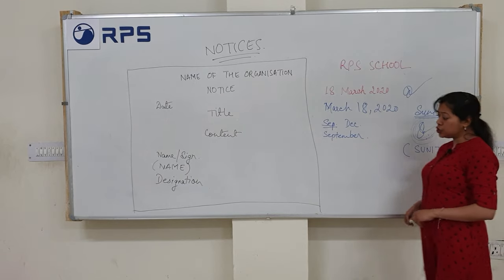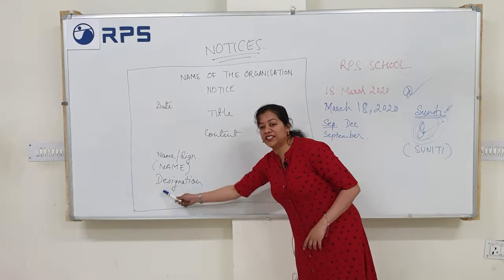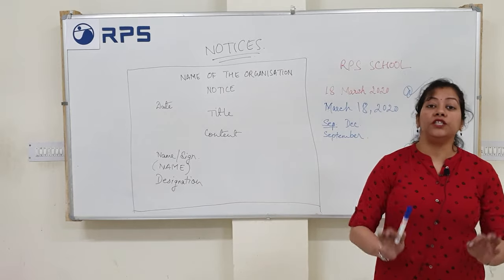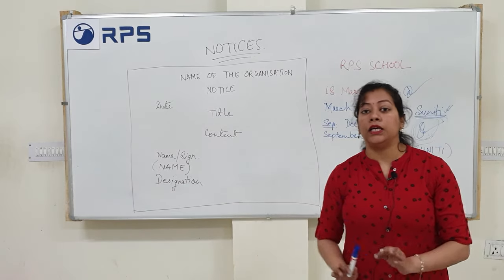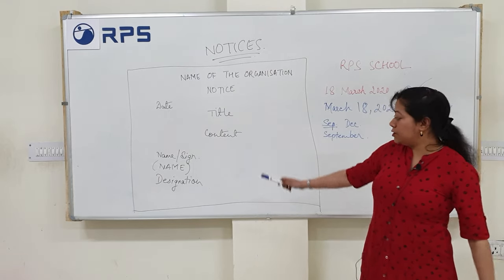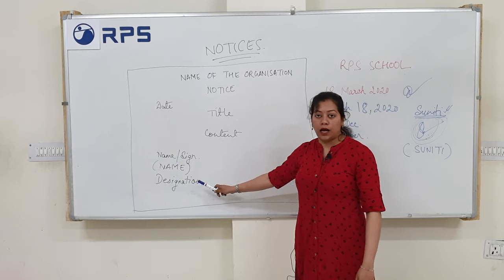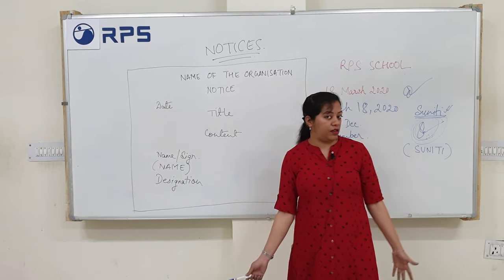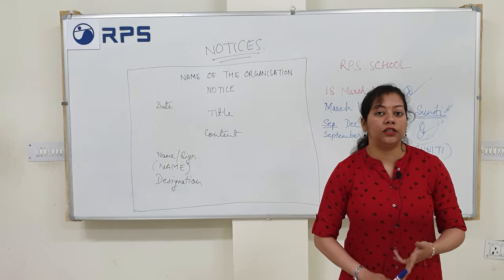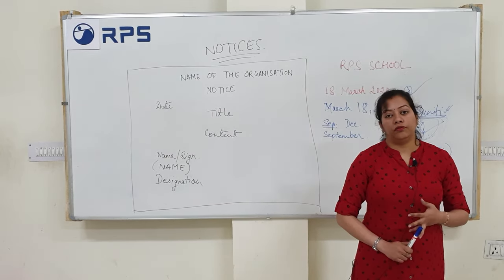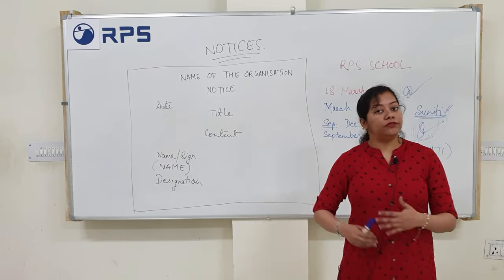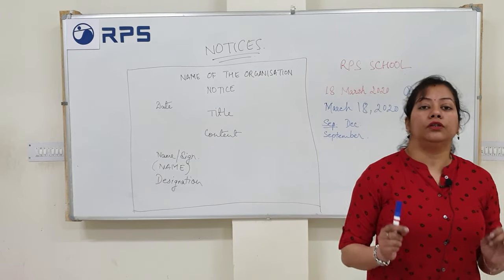क्लियर? सो नाउ उसके बाद आते हैं हम द नेक्स्ट स्टेप, दैट इज डेजिग्नेशन. नाउ व्हाट इज डेजिग्नेशन? डेजिग्नेशन मीन्स पोस्ट. पोस्ट यानी जिस अथॉरिटी के तहत, जिस पोस्ट के तहत इस नोटिस का इशूइंग जो आपका पावर है वो आपको मिलता है. इट कैन बी एनीथिंग, इट कैन बी एनीवन. इट विल बी अगेन गिवन इन द क्वेश्चन, यू आर द हेड बॉय, यू आर द हेड गर्ल, यू आर द सेक्रेटरी ऑफ द लिटरेरी क्लब ऑफ योर स्कूल, ठीक है, यू आर द प्रिंसिपल, यू आर द वाइस प्रिंसिपल. इट विल बी गिवन इन द क्वेश्चन.